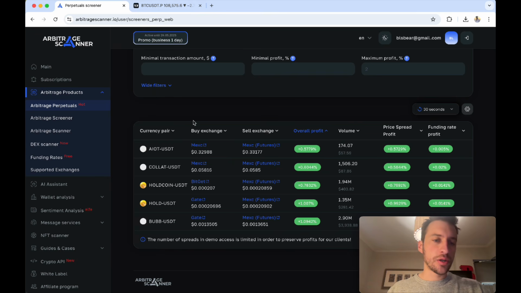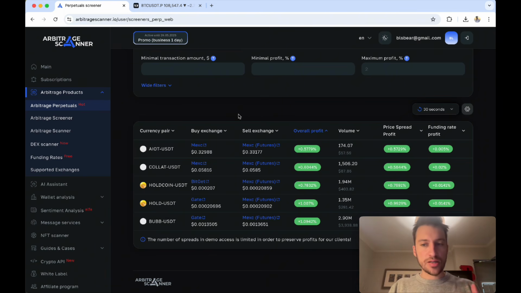Right here, what you are looking at is spot versus futures. And what they're essentially looking for is when you're able to snipe the difference. This is known as a basis trade, where you buy MEXC spot and then you short it on the perp. This does such a good job of it.